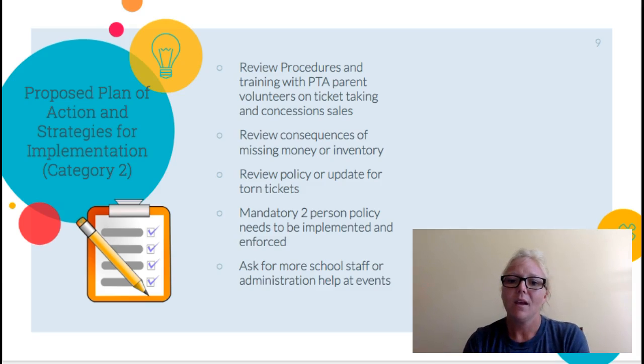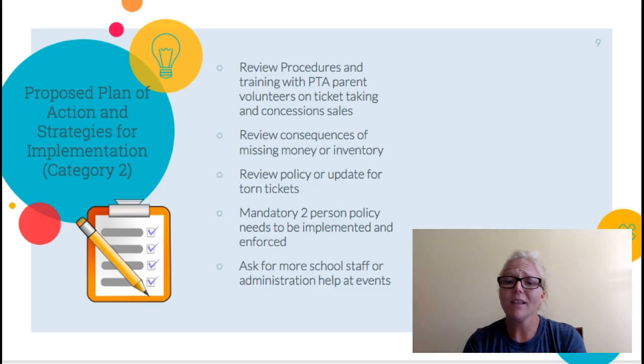Review policies to ensure that they are up to date, very logical, and doable for each case, particularly for gate ticket taking and the concession stand. Ensure that the 2-man policy is always in place, that no matter what, it needs to be implemented, and that the administrator is aware that it's being enforced and always happening.